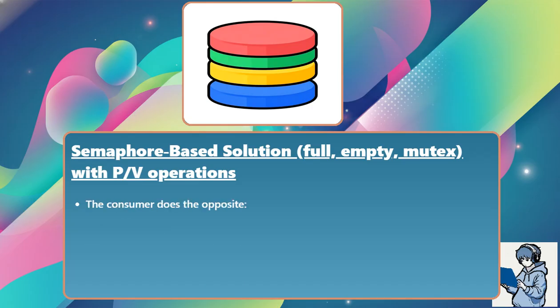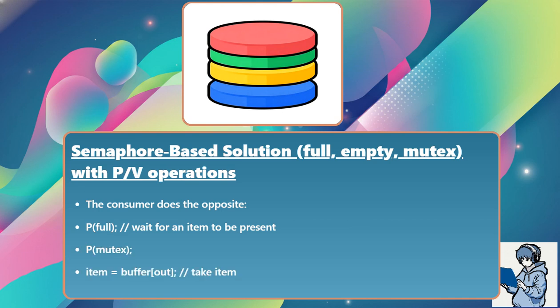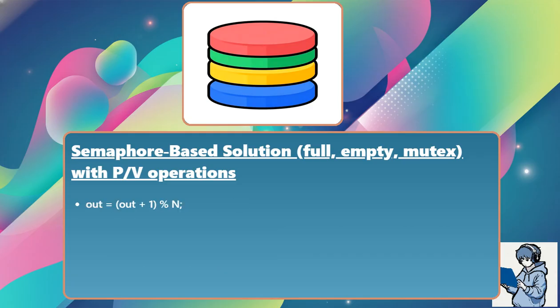The consumer does the opposite. P(full): wait for an item to be present. P(mutex). item = buffer[out]: take item. out = (out + 1) modulo n. V(mutex). V(empty): announce one more empty slot.